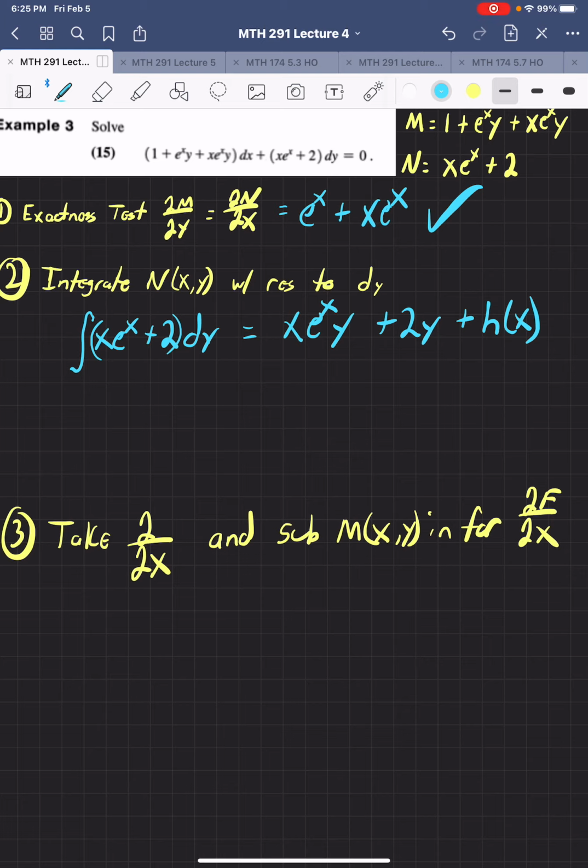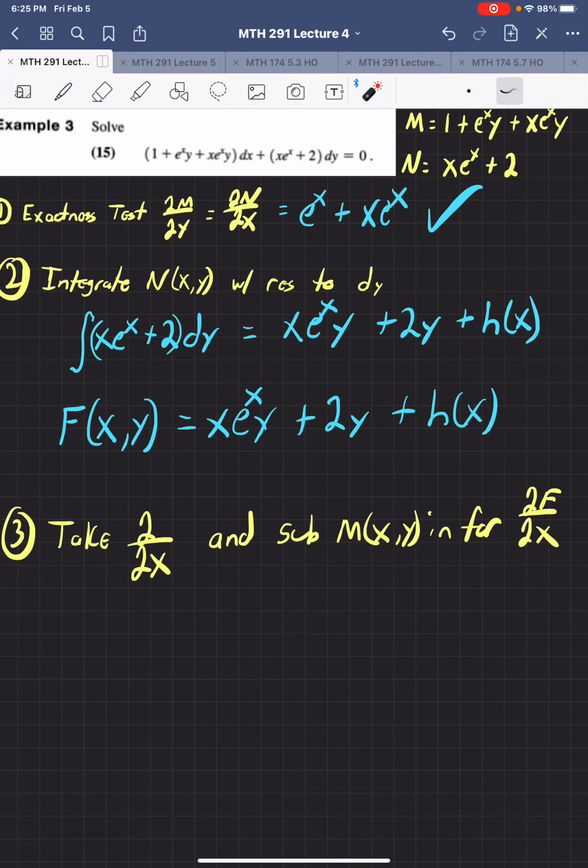Okay, so are you ready? How far along are we? The goal is to find this multivariable function f of x, y. Thus far, we're off to a good start. We have x e to the x y plus 2y plus h of x. From here, we need to deal with two different parts. The first part is relatively easy, so let's deal with that first.